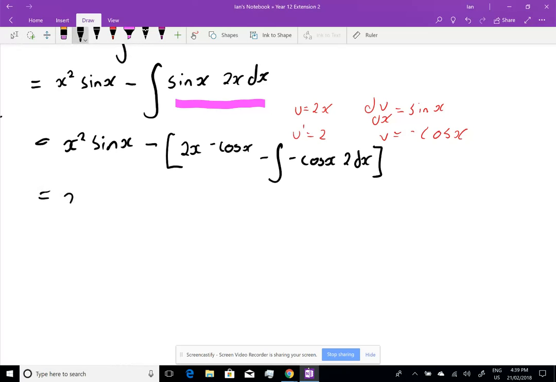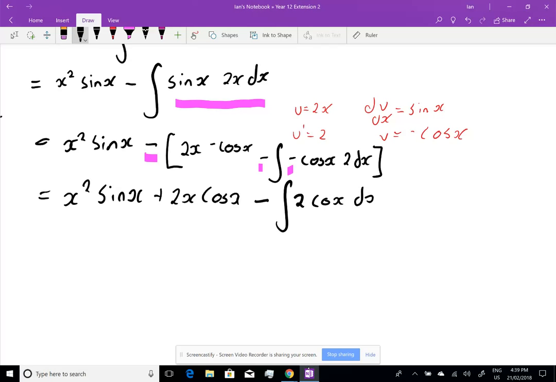So what do we get? X squared sine x. Let's take this part out. I'm going to get minus minus. I'm going to get plus 2x cos x. I'm going to get minus. I'm going to pull a minus out of here. Look at this. I've got a triple negative. Negative there, negative there, negative there. So I am going to get another negative, negative the integral of 2 cos x dx.